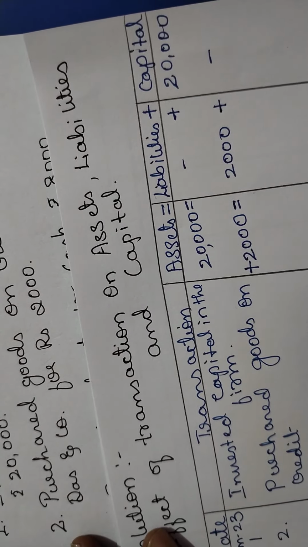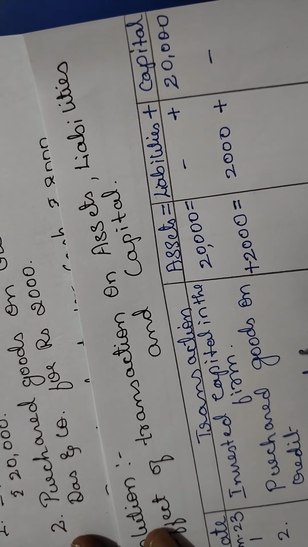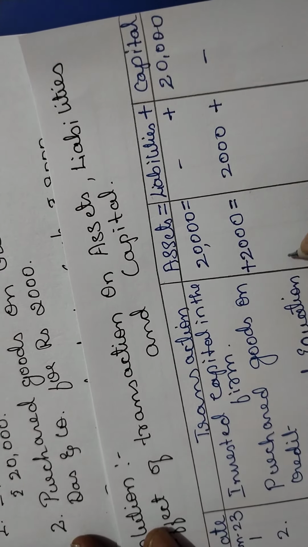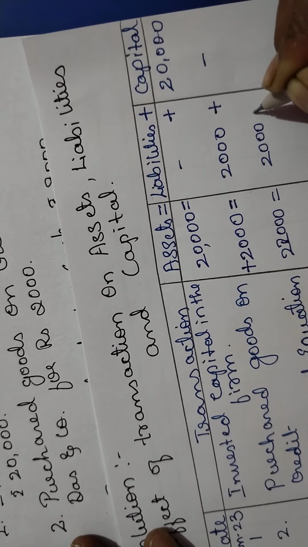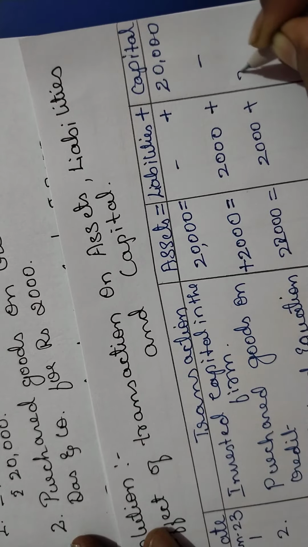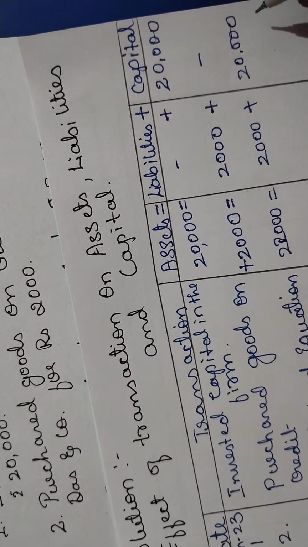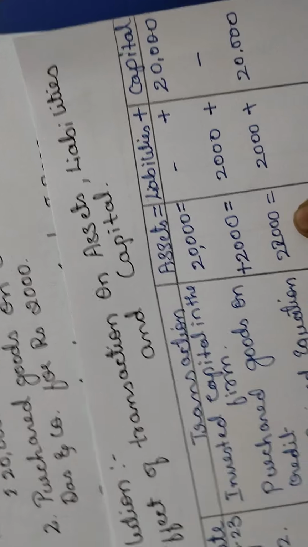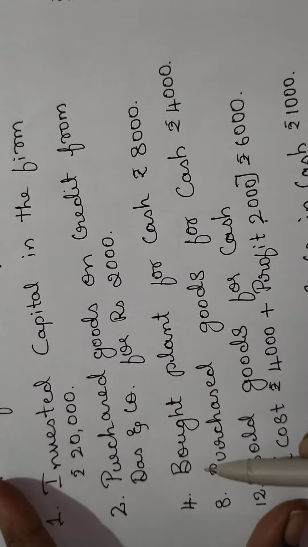So what is your revised equation? Revised equation: 20 plus 2, 22. Here 2,000 plus 20,000. 20 plus 2, 22 is equal to your assets 22. What is the next transaction?